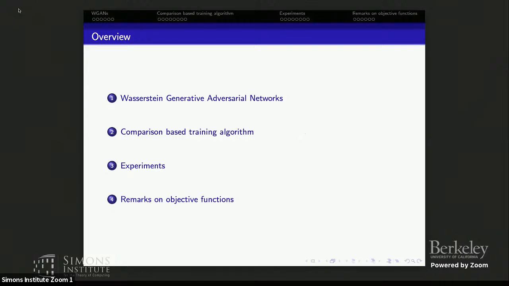So I will briefly again introduce Wasserstein Generative Adversarial Networks, and I will briefly talk about some literature. And then I will introduce our comparison-based training algorithm. And then I will give you some experiments and then some remarks as well as ongoing works.